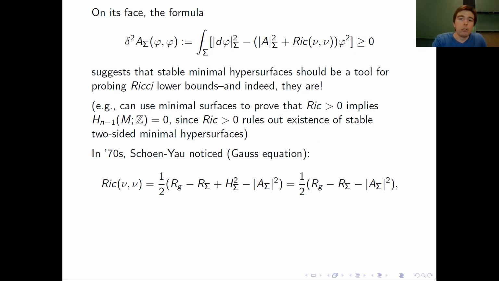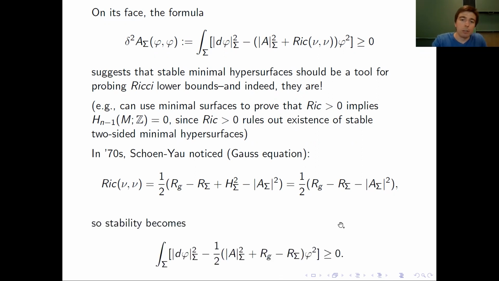But this beautiful observation of Schoen and Yau in the 70s was that just using the Gauss equation, you can rewrite this Ricci term in terms of the ambient scalar curvature of our ambient manifold, minus the intrinsic scalar curvature for the induced metric on the minimal hypersurface, and then you cost a little bit of second fundamental form squared. But if you plug this back in, you see that the stability inequality becomes this. So now, positive scalar curvature clearly isn't going to rule out having stable minimal hypersurfaces. You know, the simplest example is your S2 cross S1. But it's going to somehow constrain their intrinsic geometry. So that's the big observation of Schoen and Yau in the 70s.